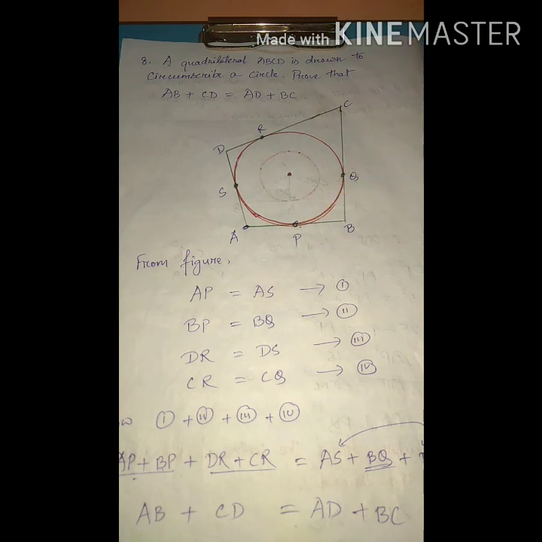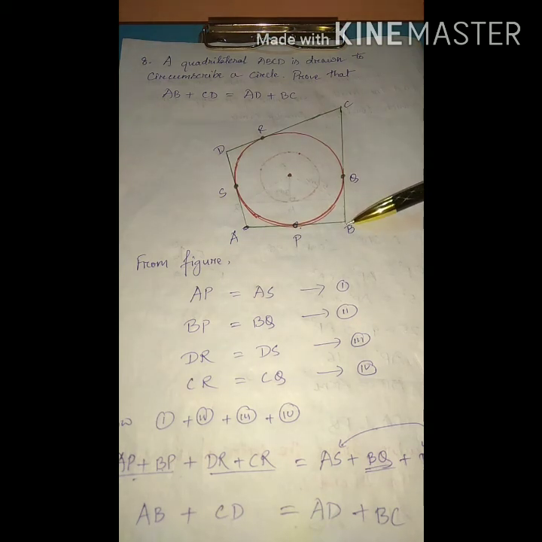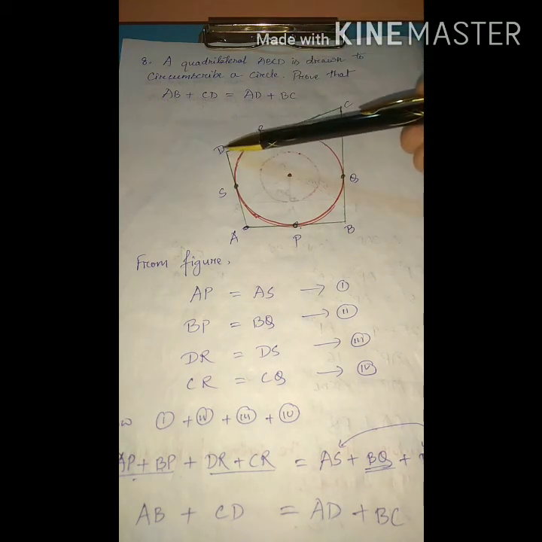Is it clear? Now one property we know: if A is the external point, then S and P are the points of contact. These two are the points of contact. Then AS and AP lengths are what? Equal. From the external point, the lengths of the tangents are what? Equal. Similarly, B is the external point. From B, BQ and BP are equal. Similarly, from C, CQ and CR are equal. And from D, DR and DS are equal.